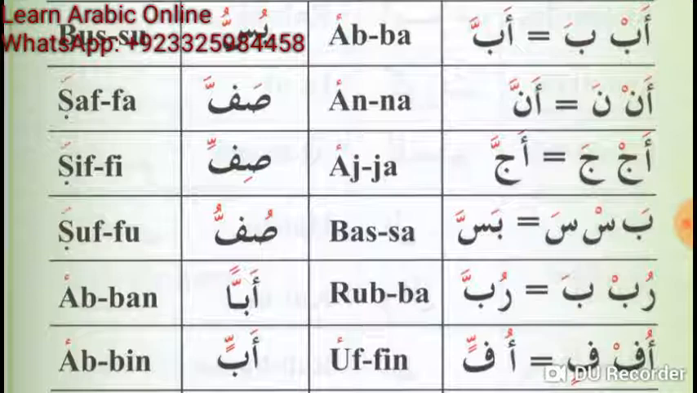Ra, damma, ba, sakin, rub, ba, fatha, ba, rub ba, equal to ra, damma, ba, shadda, fatha, rubba. Okay. Rubba. Alif, hamza, damma, fa, uf.